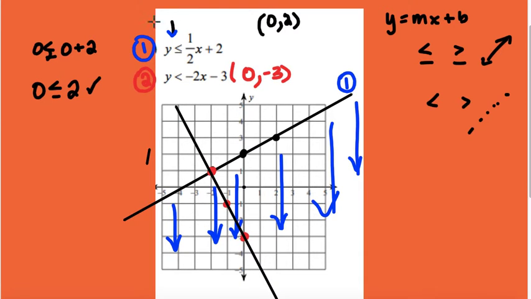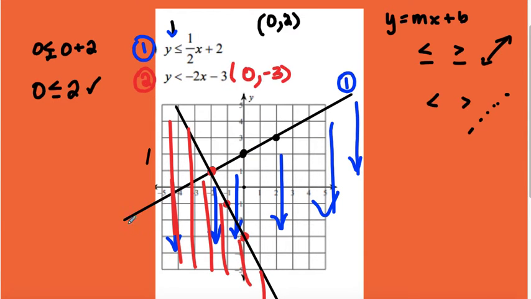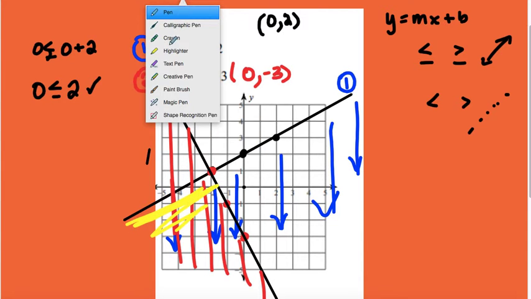And then I have to shade. It says y's less than, in this case as well. So that's going to be below the line. So everything below the line. So I'm going to shade like that. And we can see that the overlapping region is right here. Actually, let me use a highlighter because I think that might be better.